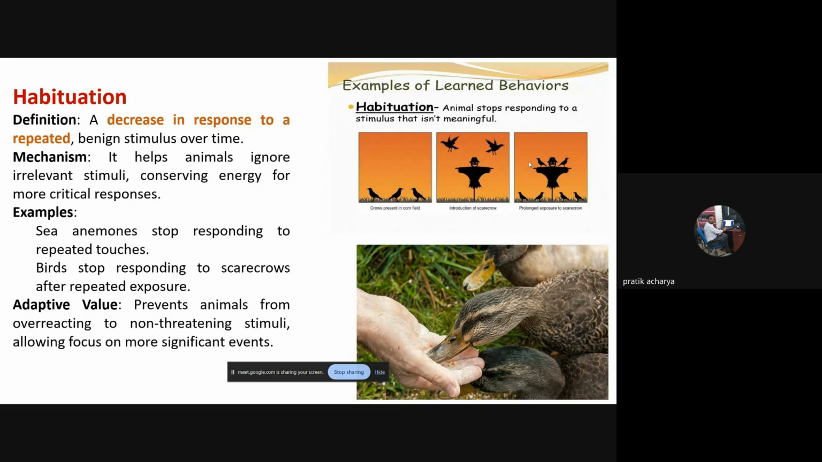It has a great adaptive value. Adaptive value means it prevents animals from overreacting to non-threatening stimuli. When organisms, particularly birds, start overreacting, they use more energy, which is very bad for them. If the bird is using more energy for overreacting, then very little energy is left for other purposes. That's why, to conserve energy, they develop habituation. So this is all about habituation.